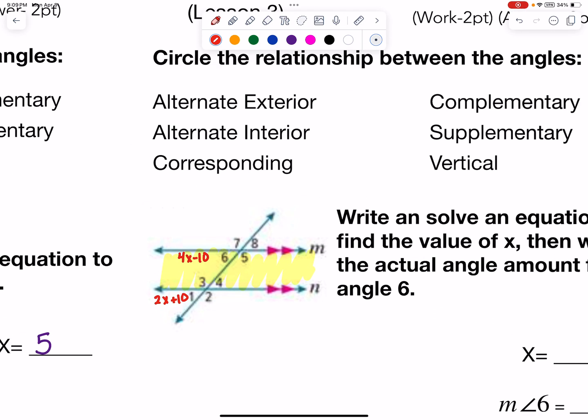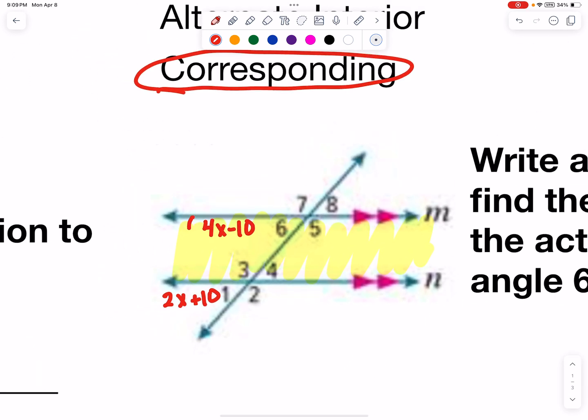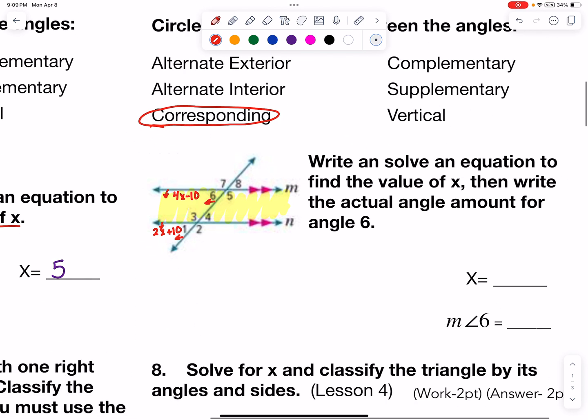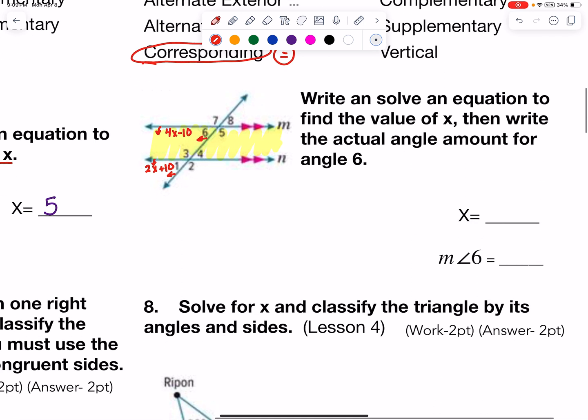All right, are they both interior? Nope. Are they both exterior? Nope. Are they in the same location? Yes. So they're corresponding. Okay, same location means they're both below the parallel and they're both to the left of the transversal. Okay, so I know they're equal to each other. Okay, and so that helps us to write our equation then. So we have 2x plus 10 equals 4x minus 10.